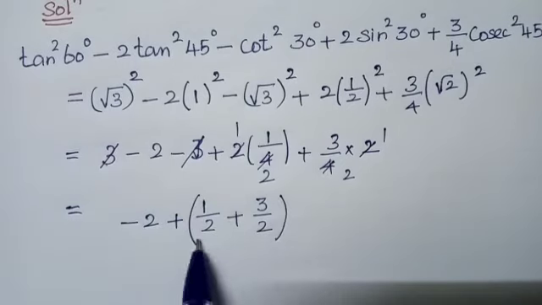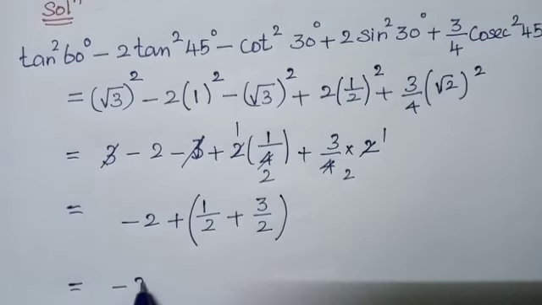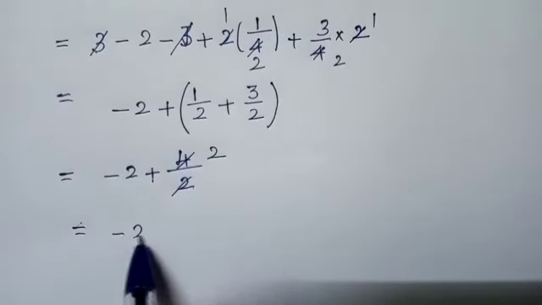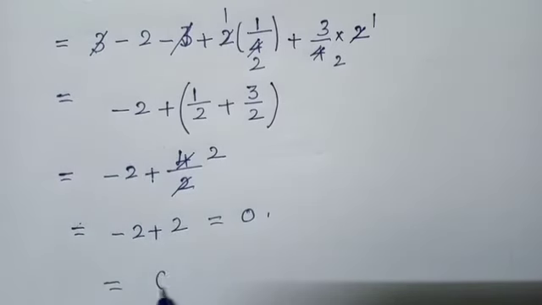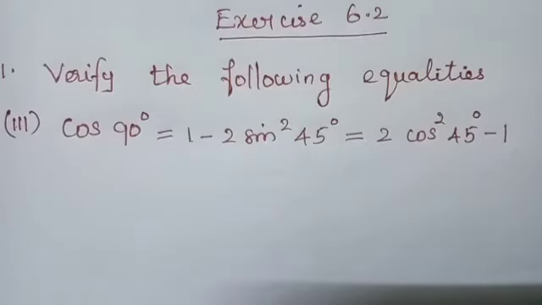Now we are going to add these two like fractions. Minus 2 plus 1 plus 3, 4 divided by 2. Cancel 2 and 4 2 times, which is equal to minus 2 plus 2. The value is 0. So what is the answer? 0 is the answer. Exercise 6.2. Verify the following equalities. The first two sums, I already told you to do as homework. Now listen to the third question.